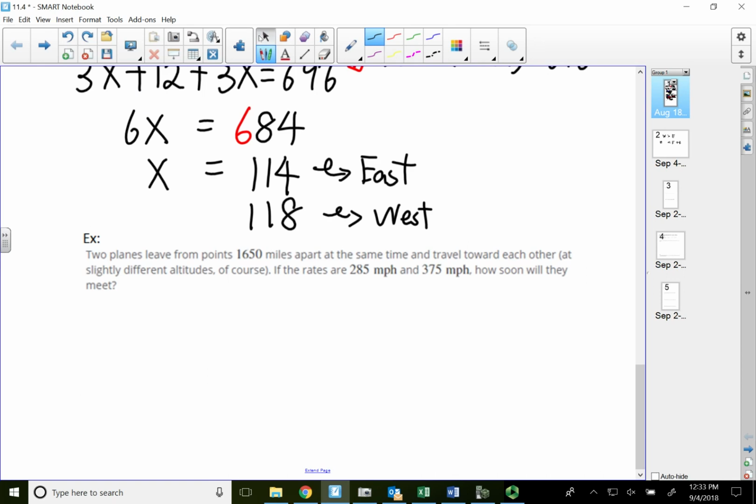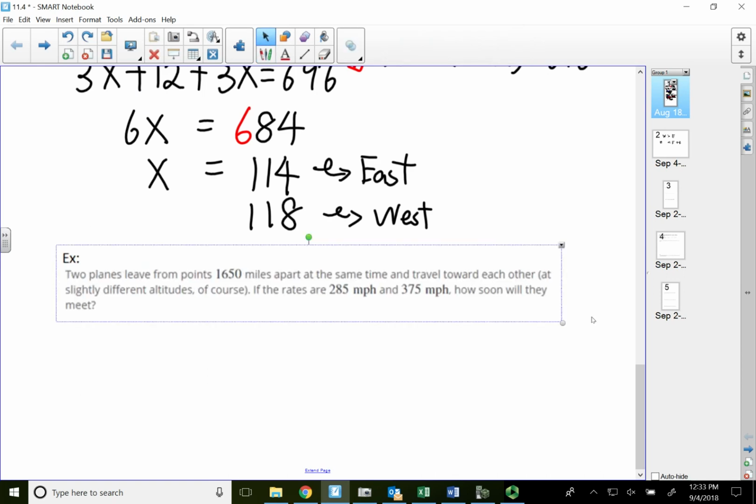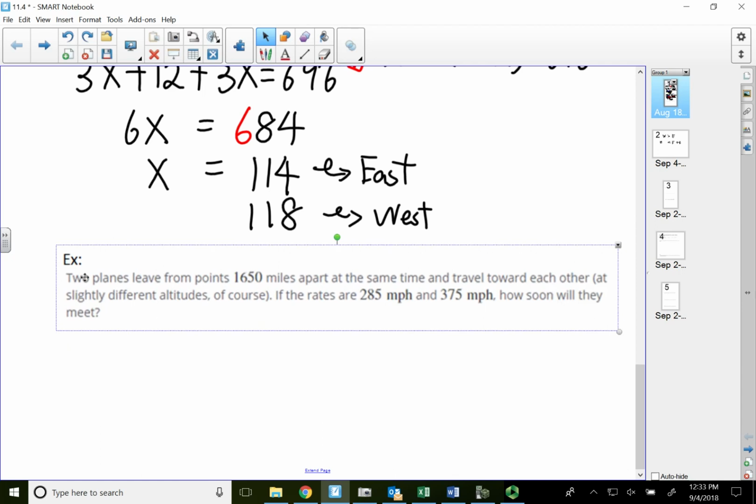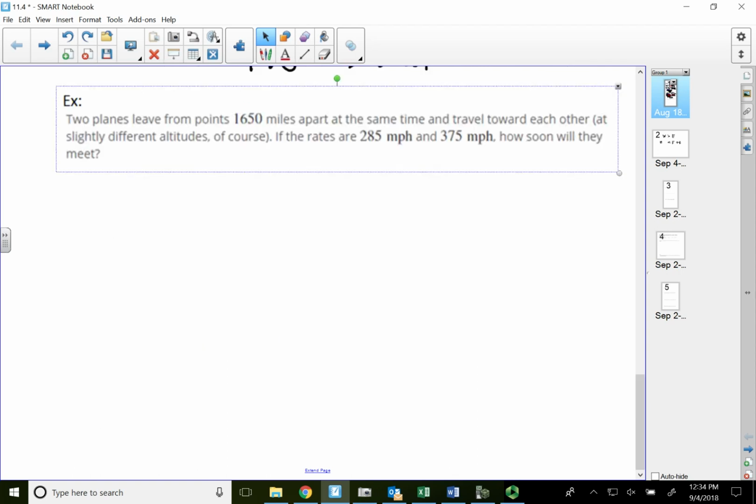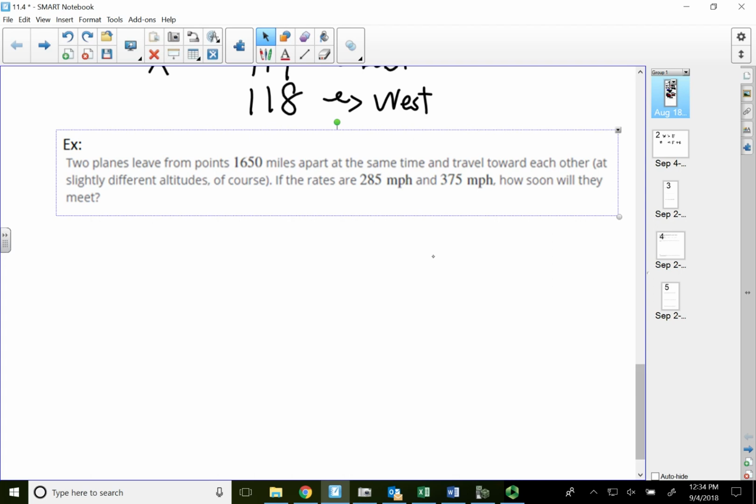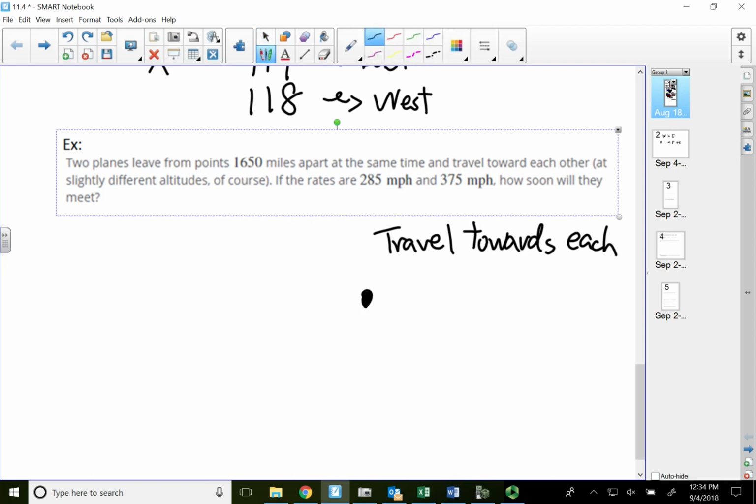All right, this scenario here is traveling towards each other. Two planes leave from points that are 1650 miles apart at the same time, traveling towards one another, flying at a different altitude, of course. So this is what I call travel towards each other. So what the 1650 means is one plane is on one side, one plane on the other side. That's called plane 1 and plane 2. They are traveling towards one another.